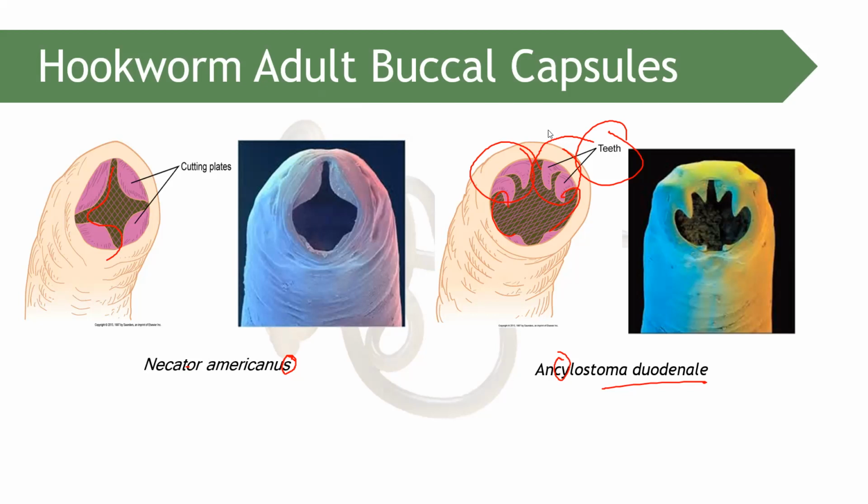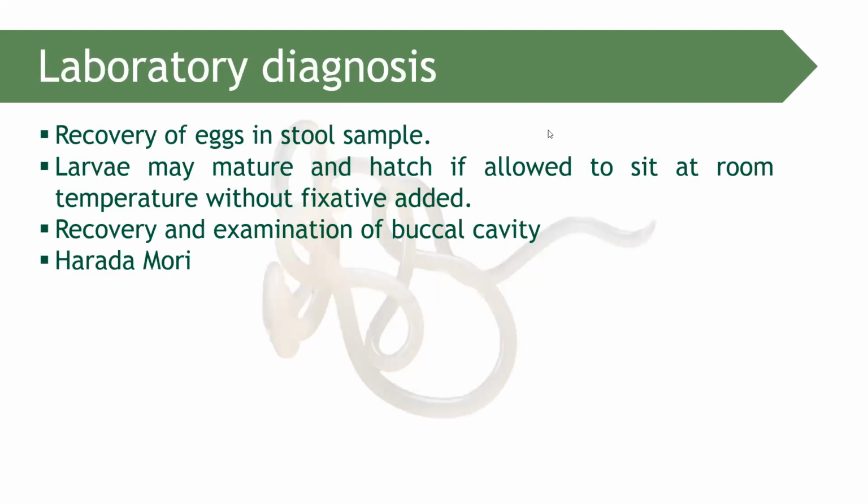Alright? That is how we are going to differentiate our parasite, our hookworm. Two pairs of teeth, Ancylostoma duodenale. Necator americanus, S-shaped cutting plates. Okay? Diagnosis is usually your stool. You can also use your Haradamori. Haradamori para kanino? Correct, kay hookworm, at saka kay Strongyloides stercoralis.